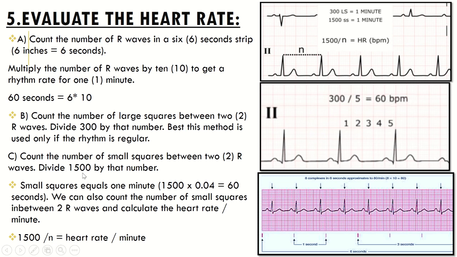The last and final method is to count the number of small boxes, each and every box. An easy way: one large box is 5 small squares, so 5, 10, 15. Here 15 and a few more are there. You count the small squares between R waves and divide 1500 by that number. Why 1500? Because if there are 300 large squares in 1 minute, there are 1500 small squares in 1 minute. If you remember this value, it will be easy for you to calculate the heart rate.